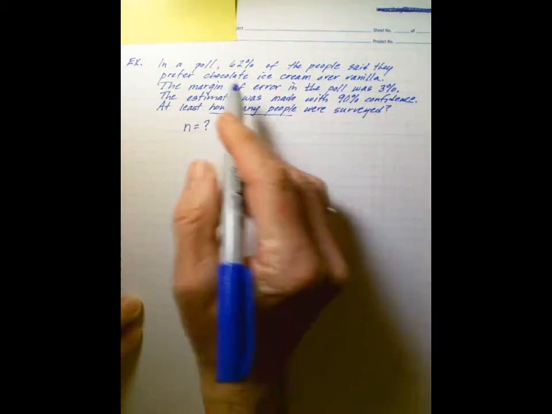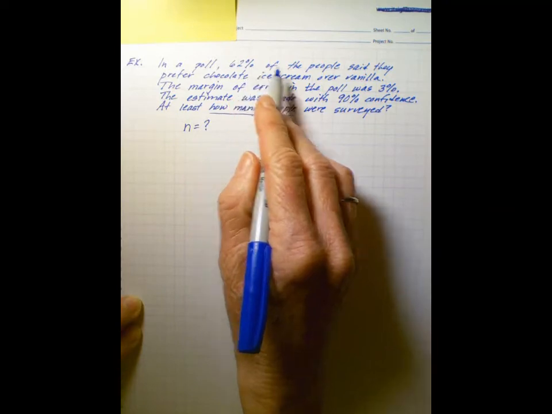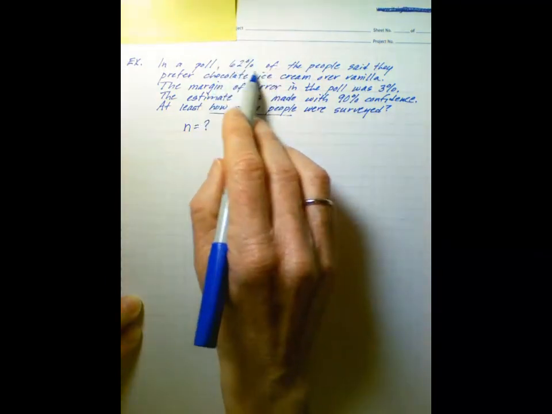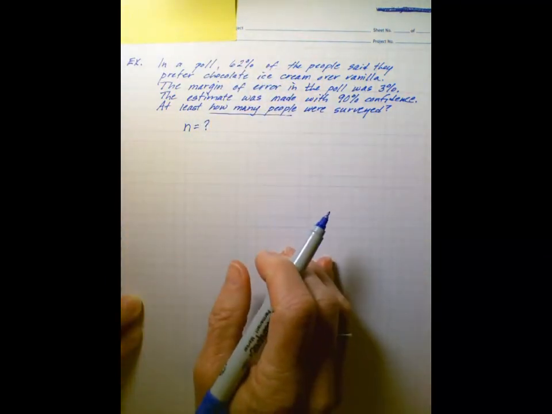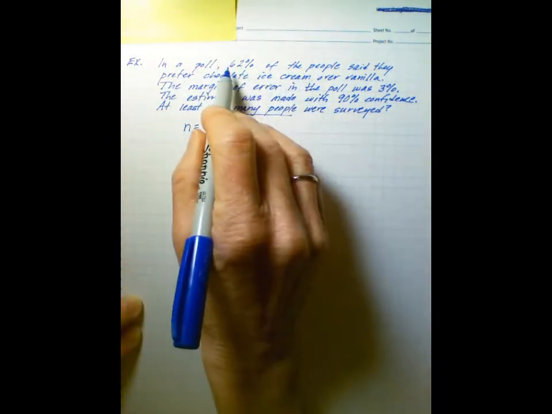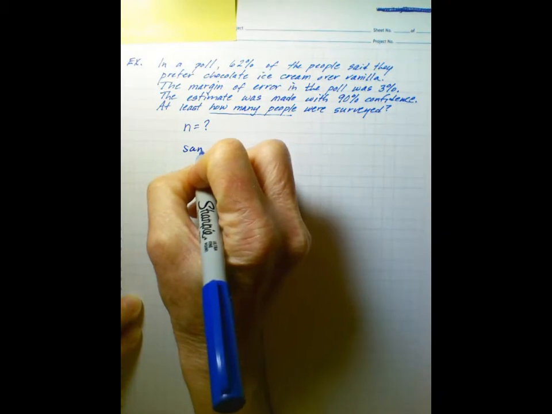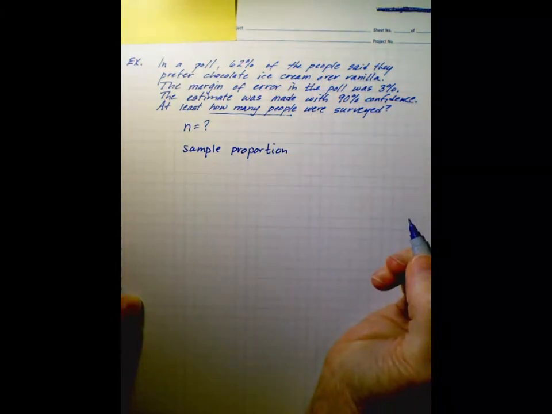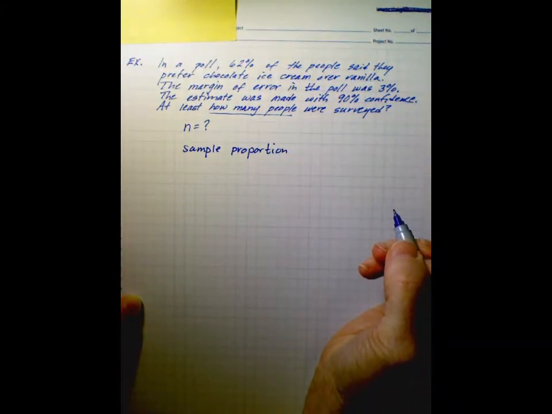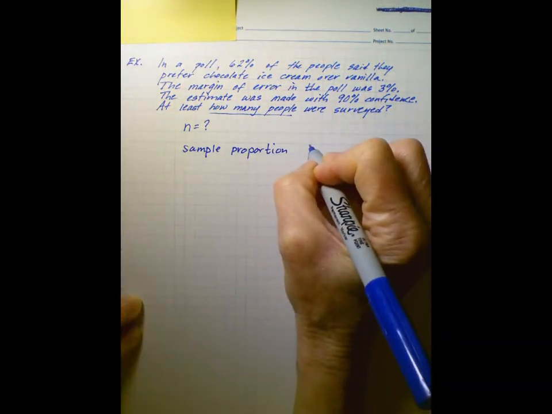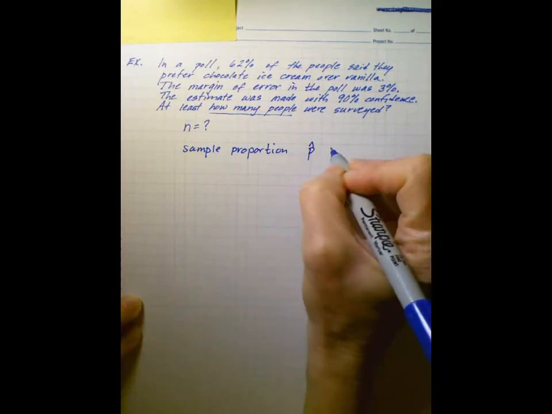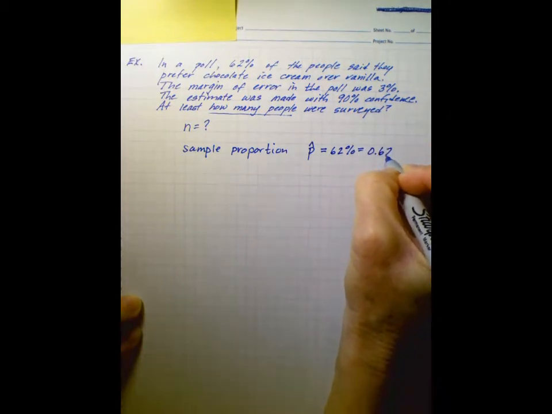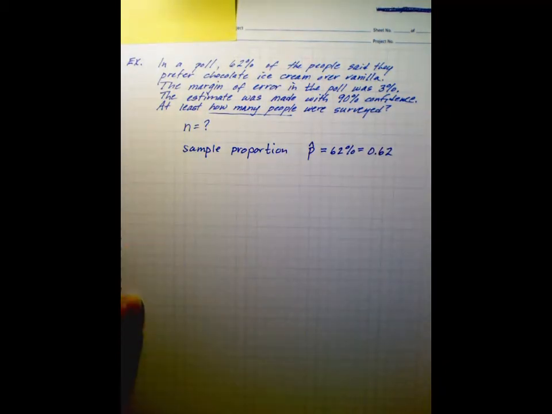Let's identify everything here. So we took a poll, and 62% of our sample said they prefer chocolate ice cream over vanilla. Well, what does this 62% represent in all that we've been learning? It's from a sample. It's a sample proportion. And what's the symbol for that? Well, the population proportion is p, lowercase p. The sample proportion is p with a little hat. We call it p hat. So we know that p hat, they told us this, is 62%, but we always change it to a decimal for calculations, 0.62.